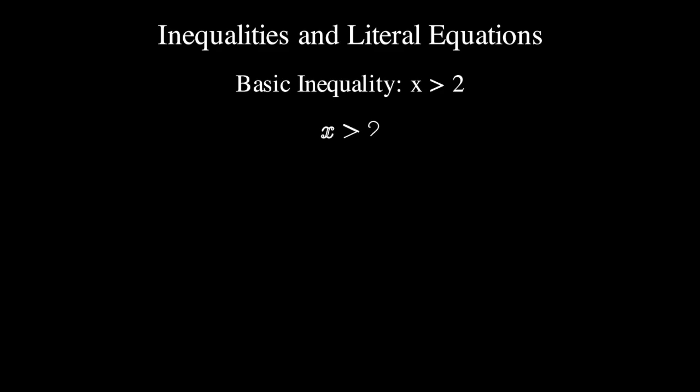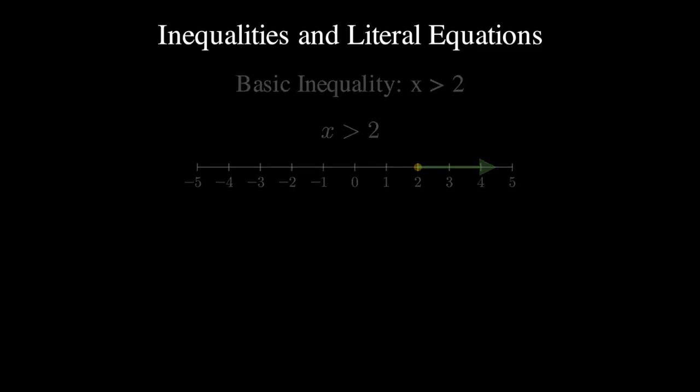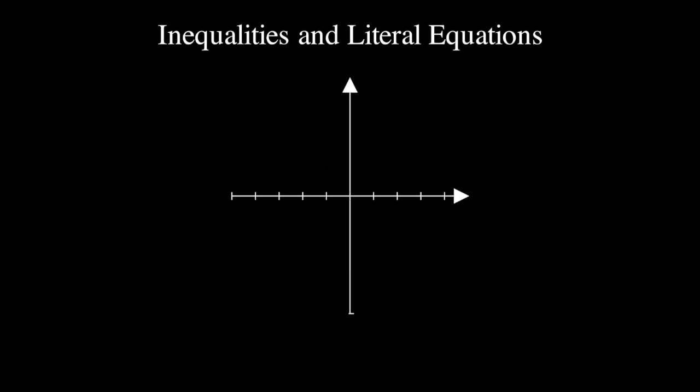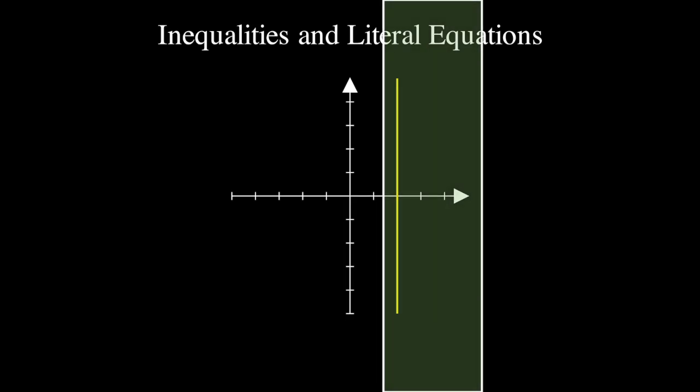Another important concept is inequalities and literal equations. Here we have a basic inequality, x is larger than 2. This can be represented on the number line through an open dot at 2, and an arrow going from 2 onwards, where x is larger than 2. This can also be represented graphically, where the area on the right of the graph are all values of x greater than 2, bounded by the vertical line x equals 2.